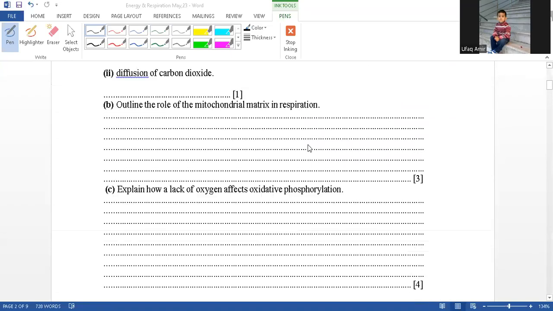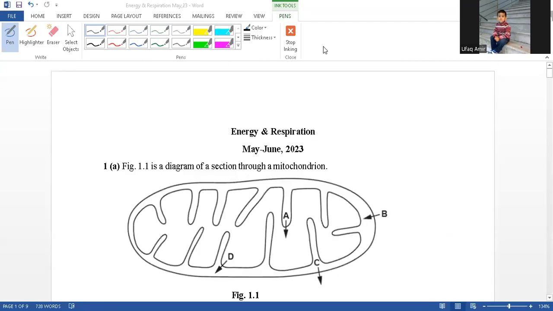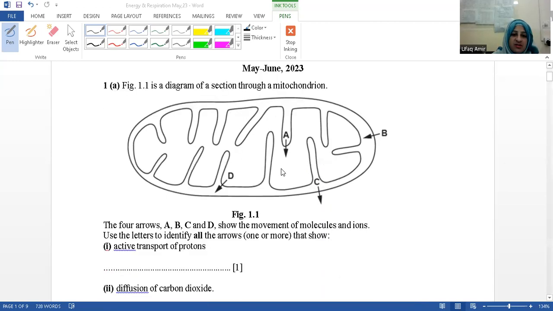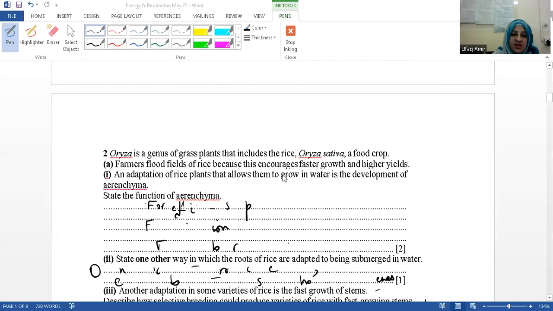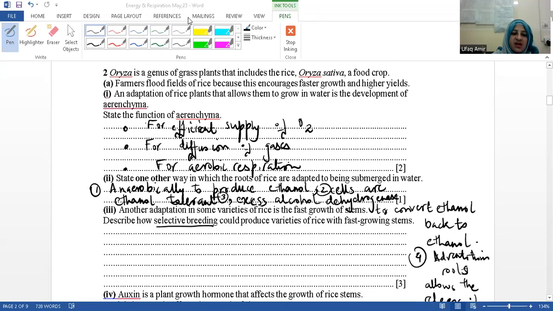Okay, so these are the questions from energy and respiration, May June 2023. We have already discussed the first question. We will briefly discuss the second question, and then we will start with the third question.